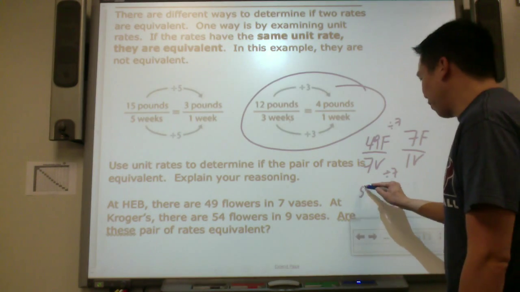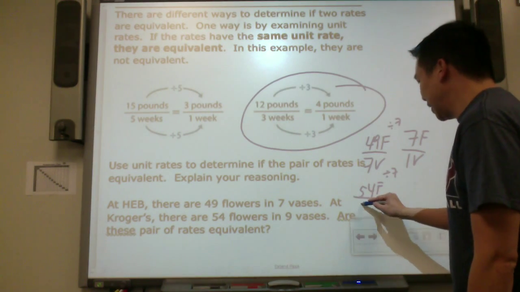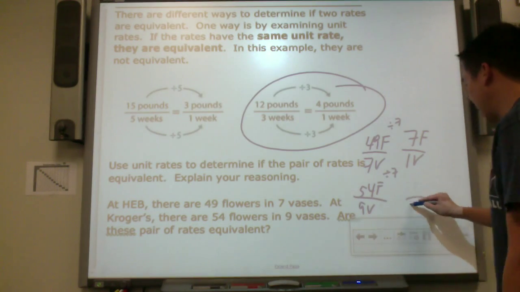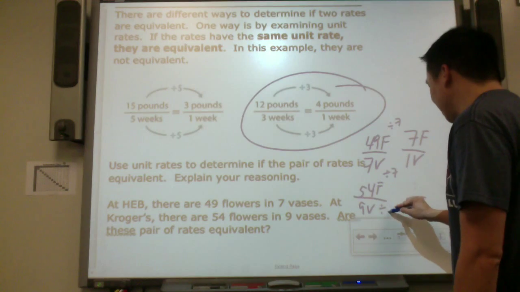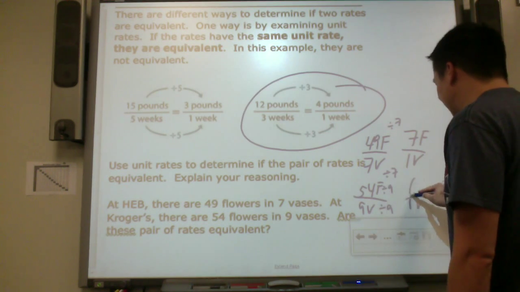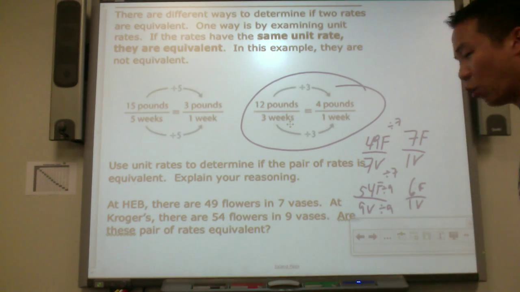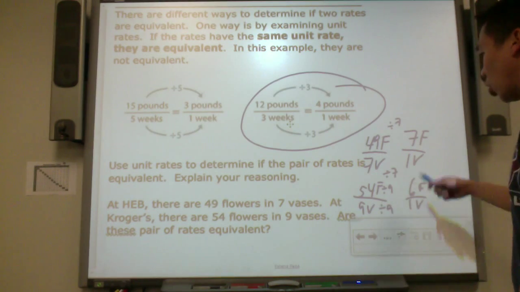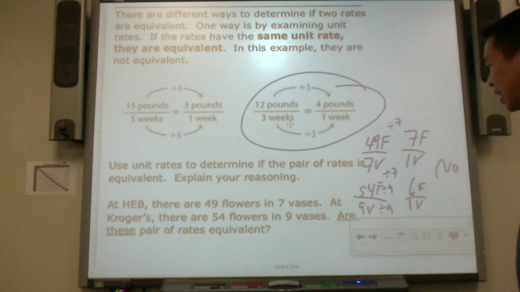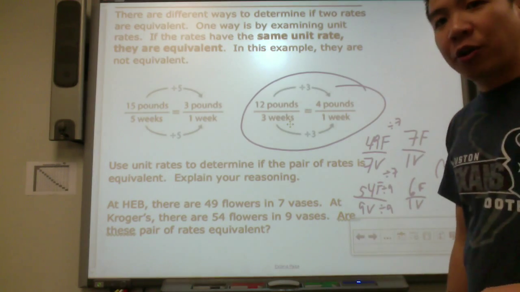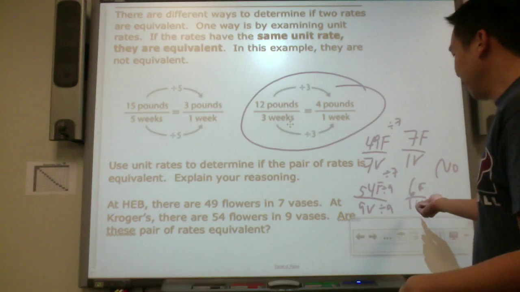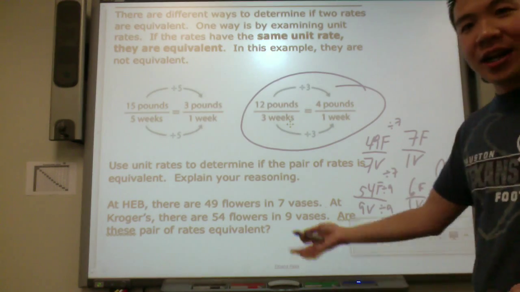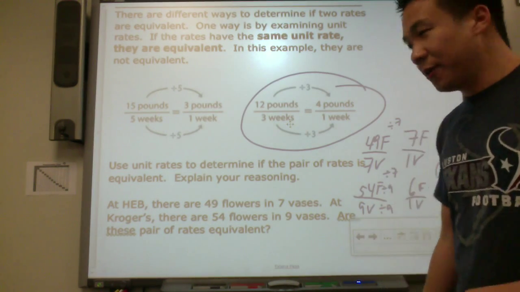In this one, there are 54 flowers in 9 vases. I would like to scale it down from 9 vases to 1 vase and divide by 9. So I get 6 flowers for every 1 vase. So are they equivalent? No, they are not. At H-E-B, they give 1 more flower per vase than Kroger. So I guess they're more generous, or maybe you're paying for it.